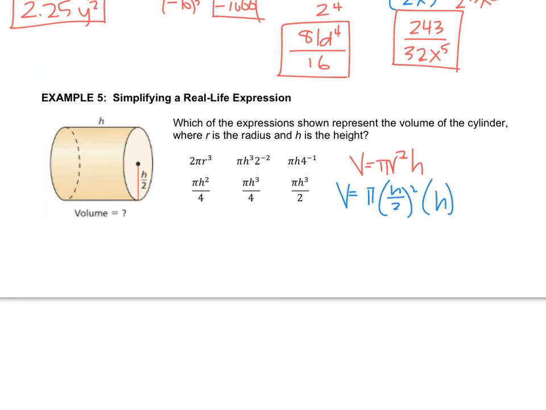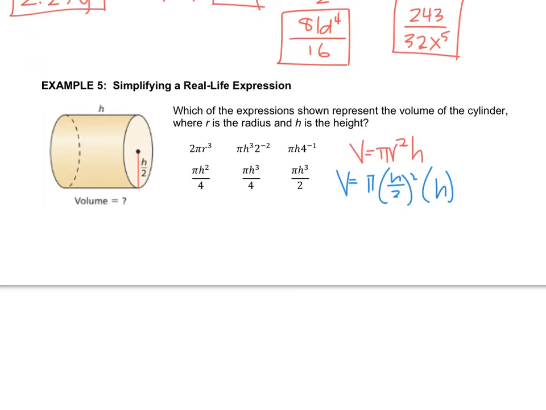So let's just simplify. That is h squared over 2 squared times h, which then gives me h to the third over 4. So it is this one.